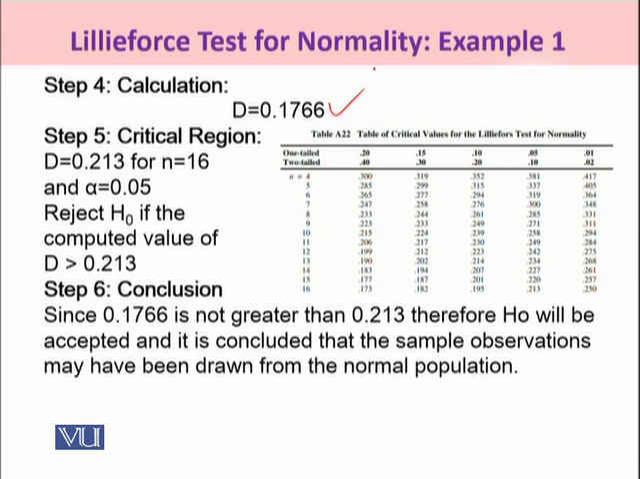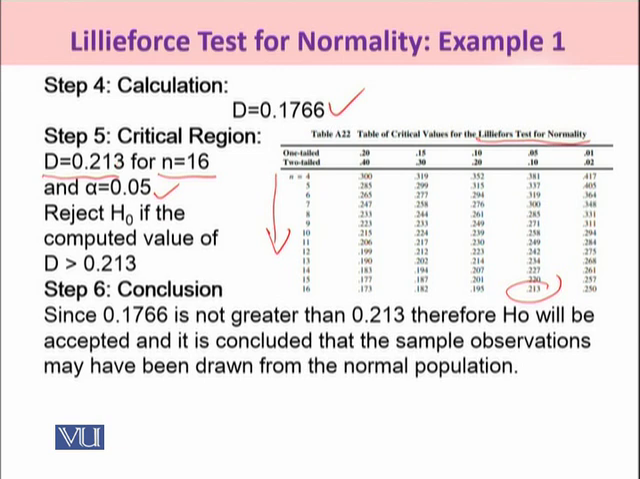Once we are done with the calculation, the last part is to compare this calculated value with the critical value that you will obtain from the table of critical values for the Lilliefors test for normality. Students, I have shared a portion of that table with you so that you can locate your critical value. We have n equal to 16. In this table, you can see sample sizes row-wise and probabilities column-wise. So for alpha 0.05 and n equal to 16, the value is 0.213. So the critical value you have is 0.213.